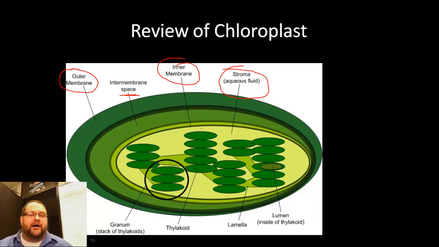Now, the stroma is surrounding these things called granum, which are these stacks of flattened discs that a lot of photosynthesis is going to take place in. And one disc is called a thylakoid. So a granum is a stack of these thylakoids.